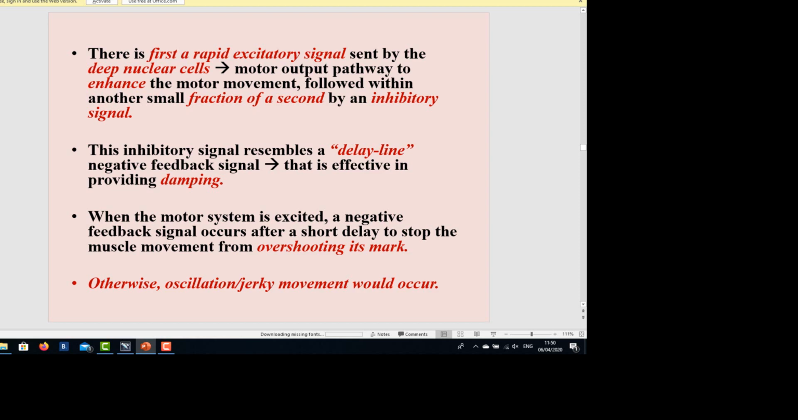This inhibitory signal resembles a delay line negative feedback signal that is effective in providing damping. When the motor system is excited, a negative feedback signal occurs after a short delay to stop the muscle movement from overshooting its mark. Otherwise, oscillation and jerky movement would occur.